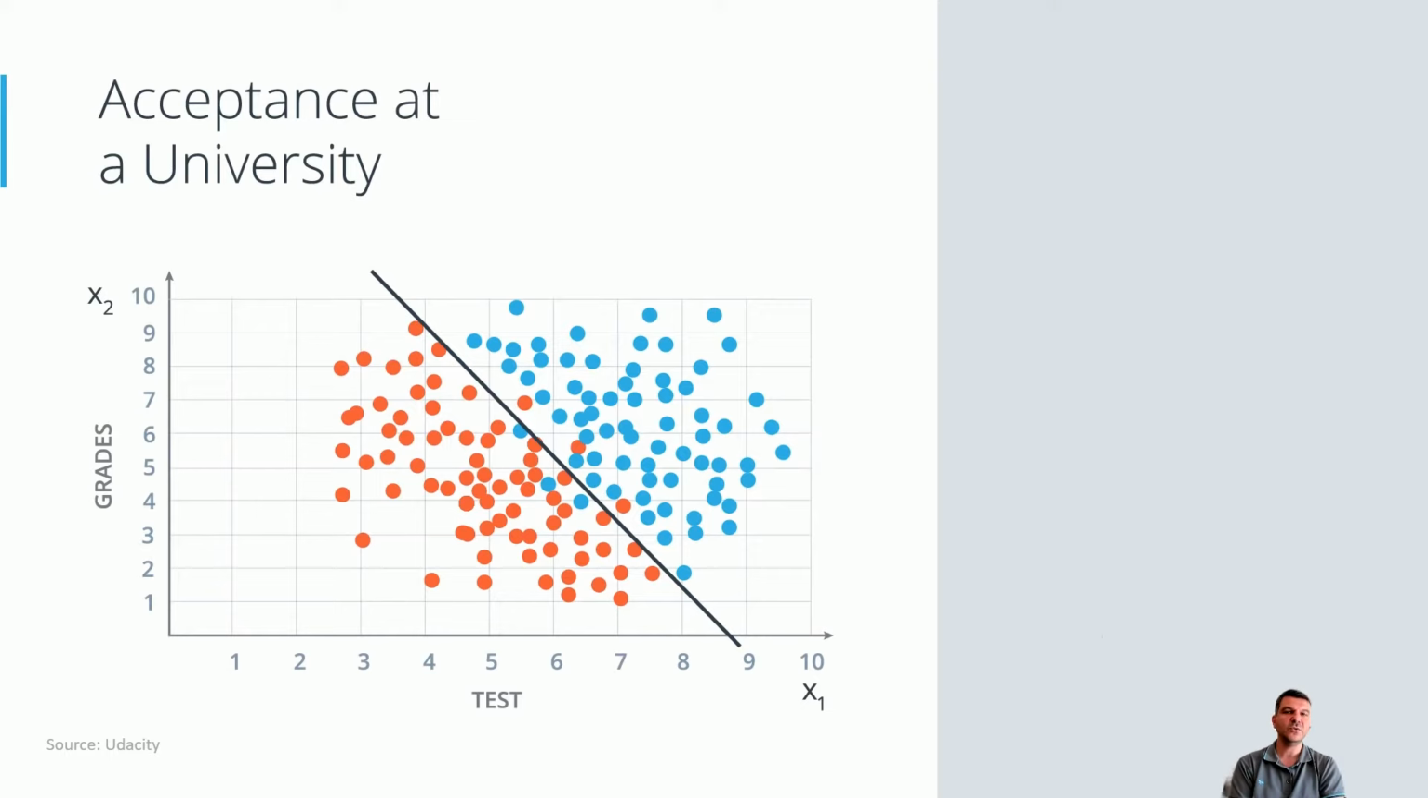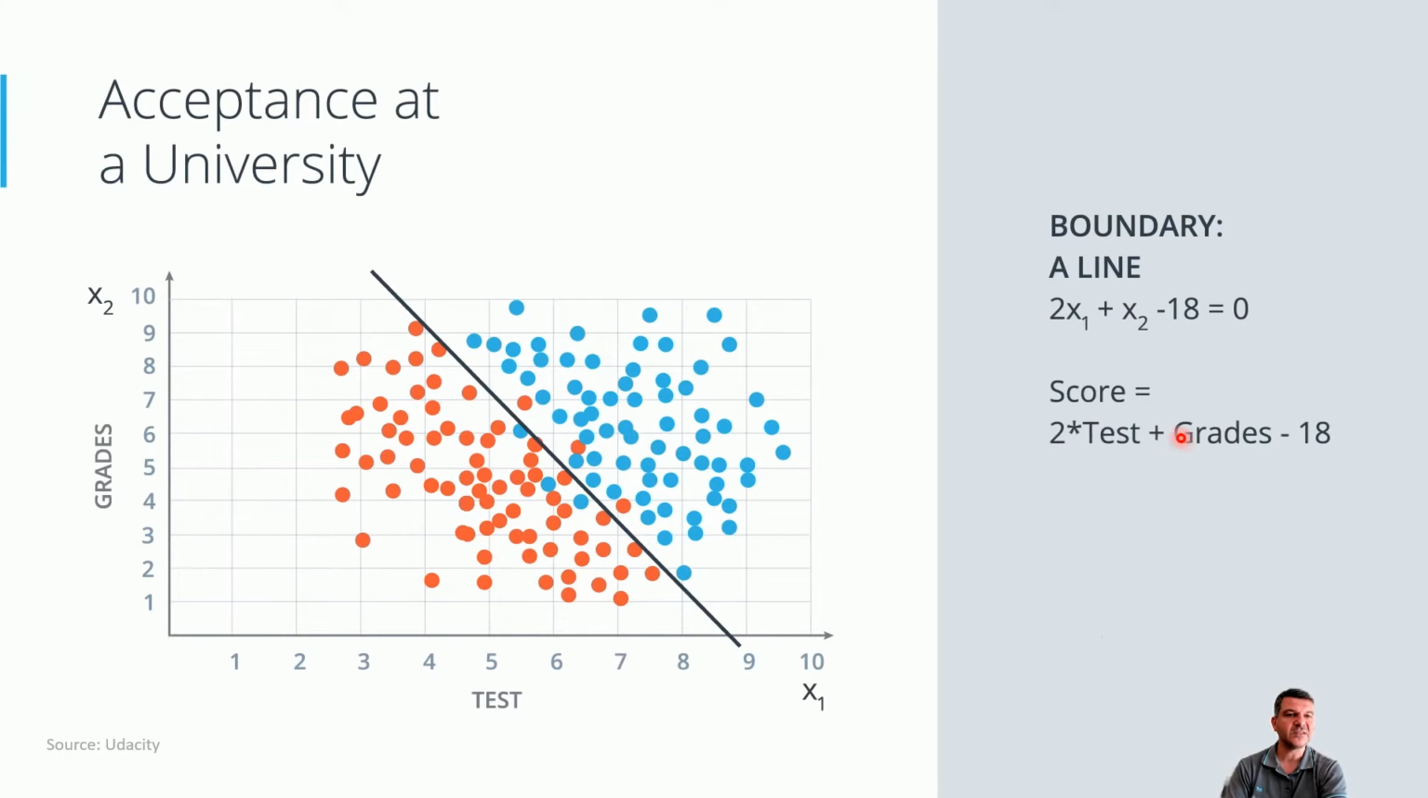And the boundary line could be 2x1 plus x2 minus 18. And that is a linear function, a linear equation. All right. And what does this really mean? It means that we will take into account 2 times the test plus 1 times the grades minus 18. All right, so we had this student who scored 7 at the test and 6 at the grades. And he was plotted here, right?